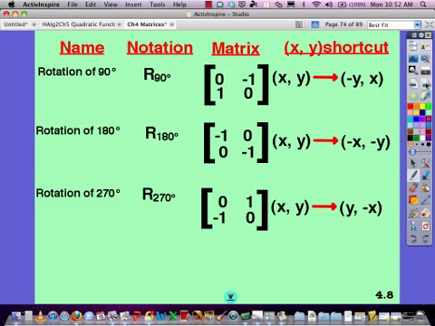Opposite of y, comma x is 90. Opposite of x, comma y is 180. And y, comma the opposite of x is 270. So now, what type of problems are we going to be working on?